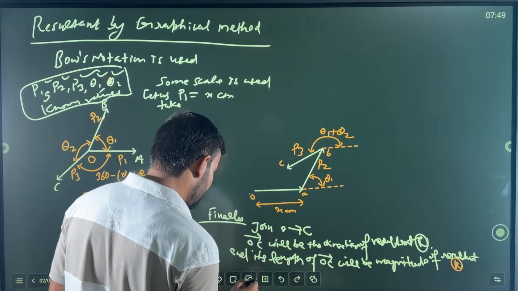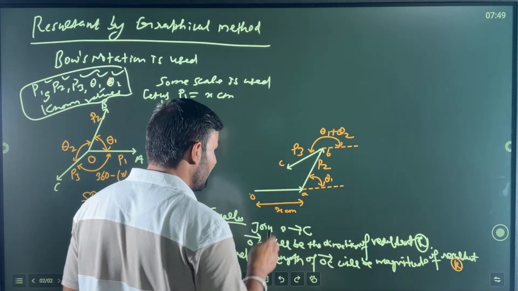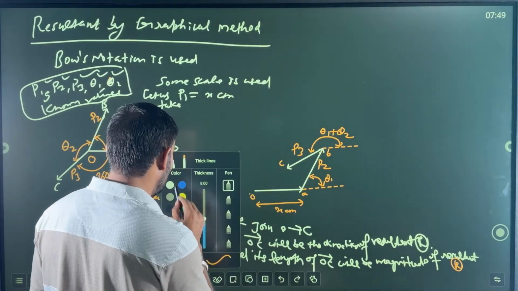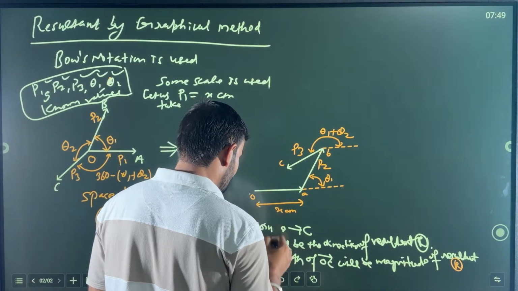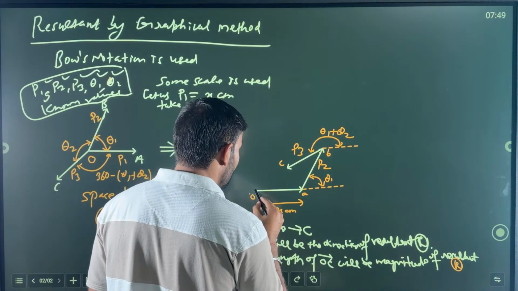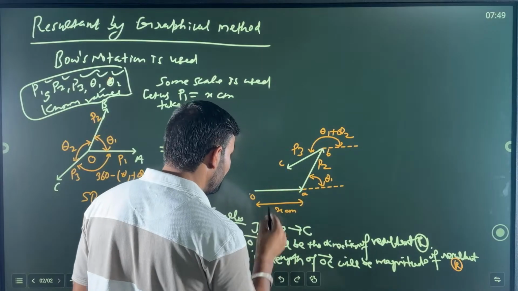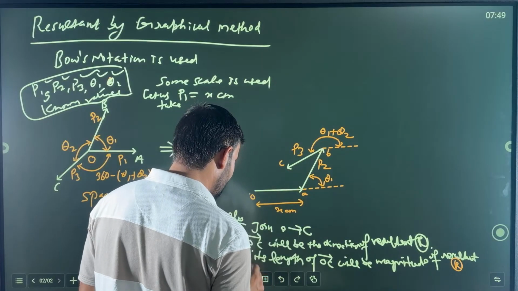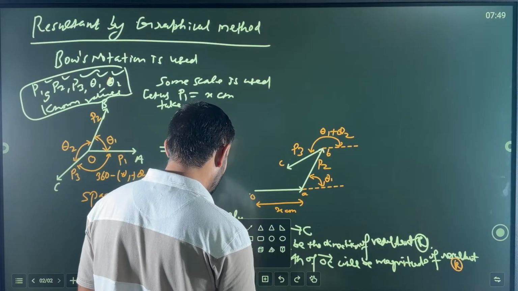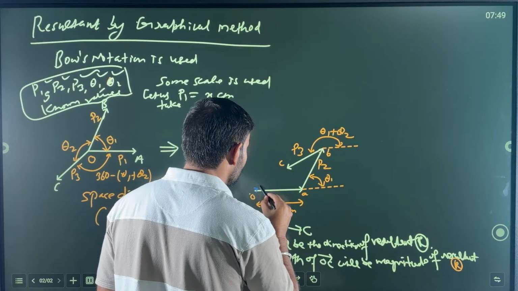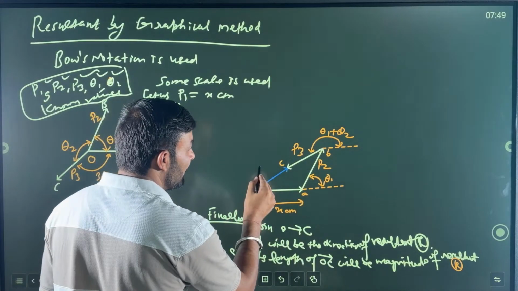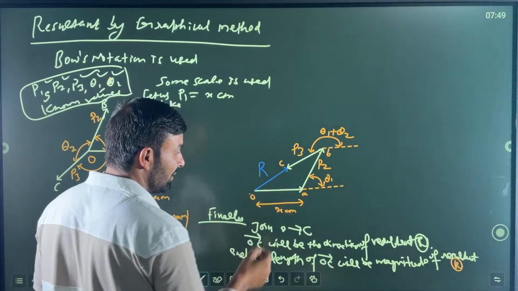So now take a different color and make it a vector. Join this with this. So what is this? This is the resultant R, O to C.